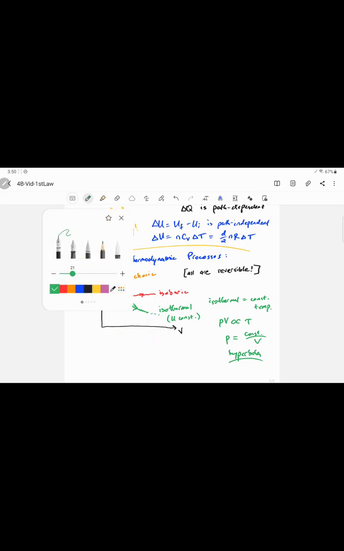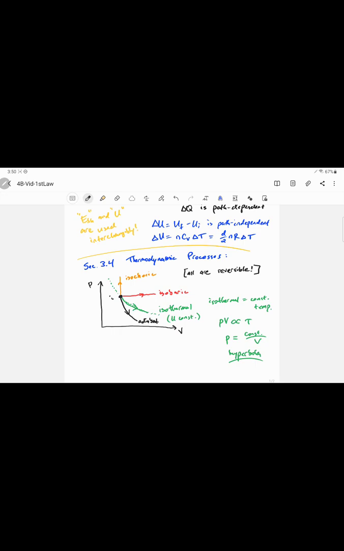The final process that we want to draw here is adiabatic. All of these other processes involve heat exchange, delta Q is non-zero. There is a process where Q is 0, and this is what's called an adiabatic process. I drew the arrow such that it's an adiabatic expansion. An adiabatic expansion has delta Q equals 0.